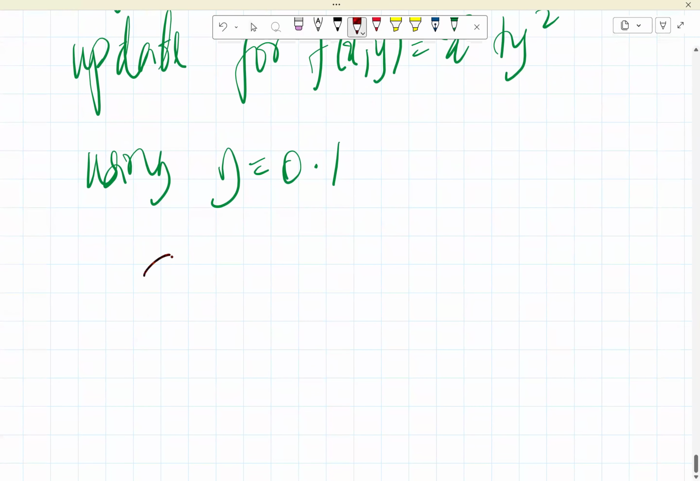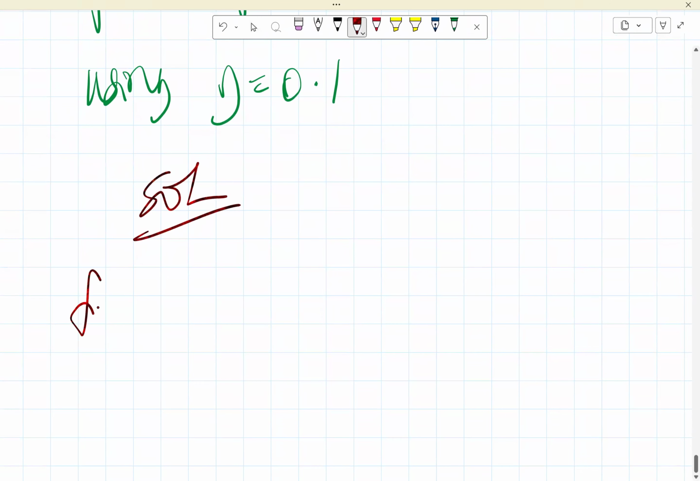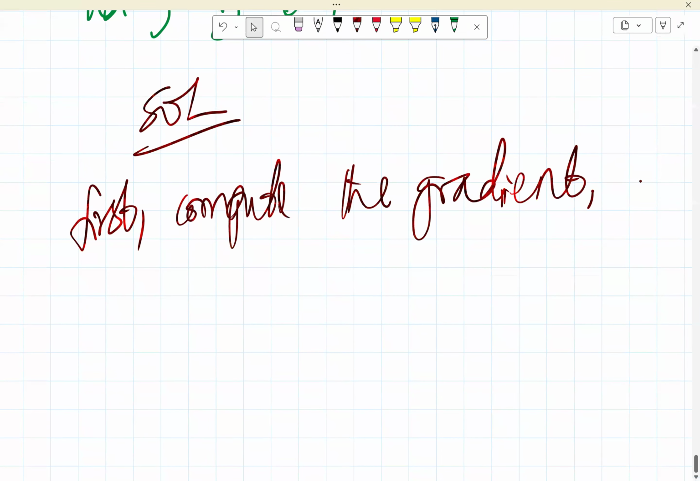So the solution: first you have to compute the gradient. What you just call the derivative in the other case is the gradient here, because you have more than one variable.